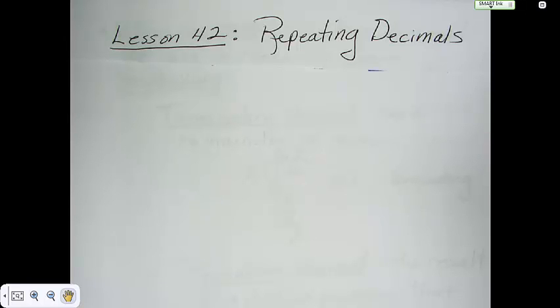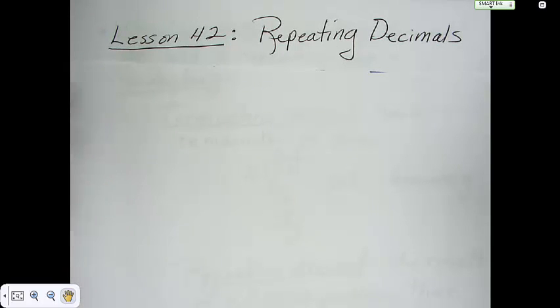Well, hello. Today we're going to talk about Saxon Course 2, Lesson 42, and this particular lesson focuses on repeating decimals. Now, repeating decimals are really not all that difficult. You just know that they repeat. They go on and on and on, and they never end.